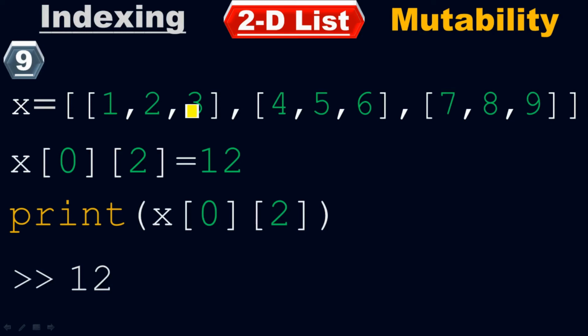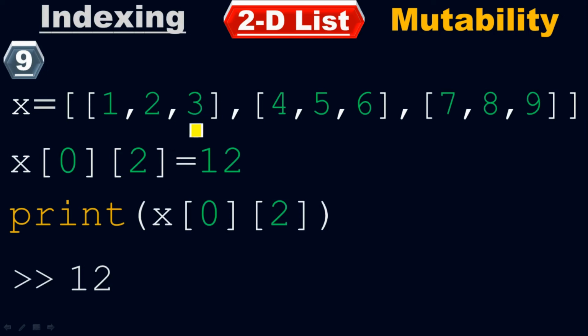But I want to do some changes here. How to do changes? If I take x of 0 index, we already know that the very first index is for this whole element. So at index 0, we have the very first element, which is from here up to here. At the second index, which is 2, we have this 3, like 0, 1, 2. So at index 2, we have this 3.